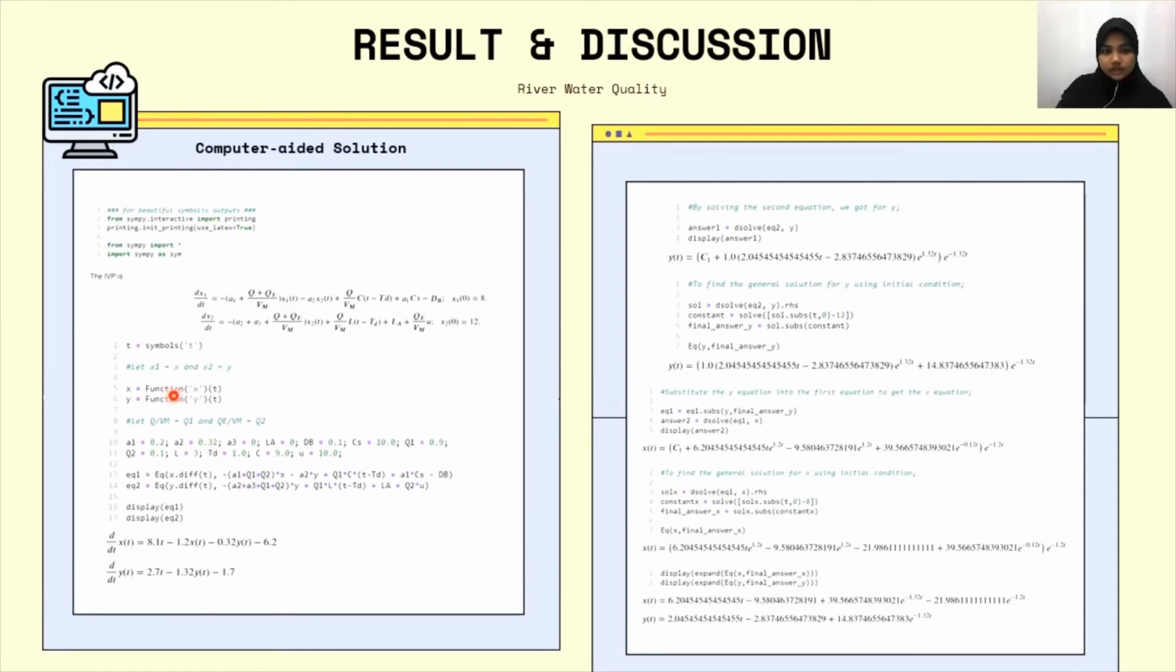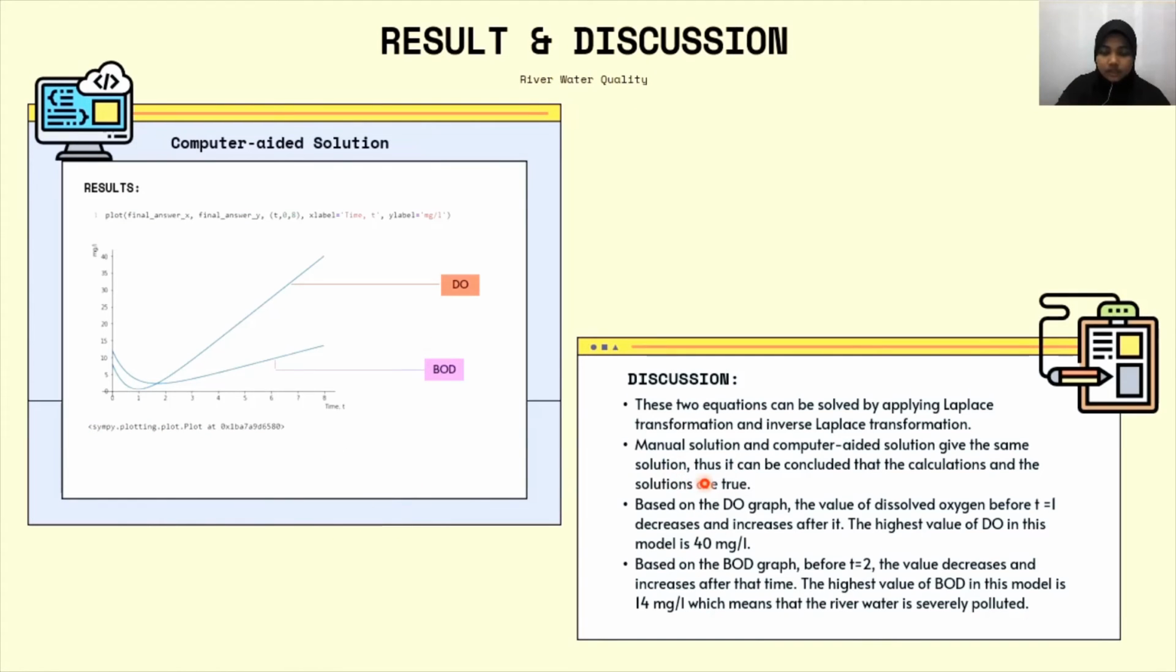So here is all the variables, parameters and equations. Here we solve for x2 and we substitute here to find x1, and this is the final answer for x1 and x2. So this is the result. For this question, the manual solution and computer solution give the same value, thus we can say that the calculation and solutions are true.